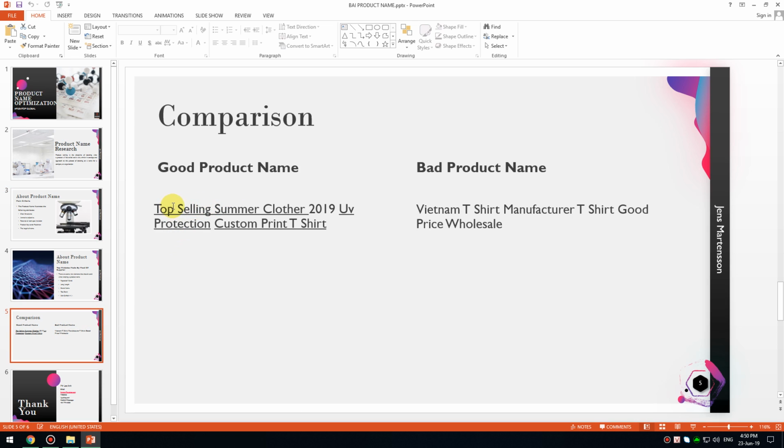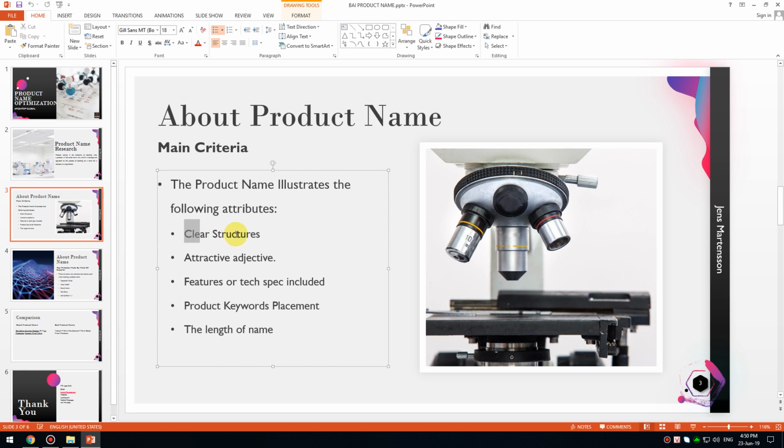For example, the first one is to have a clear structure. What does it mean to have a clear structure? It needs to be easy to read for your customer. That's the main meaning of it. You cannot place your product name in the wrong order, otherwise the customer cannot understand what you are naming your product. So it needs to be clear and readable. That's the first criterion that I point out for you.